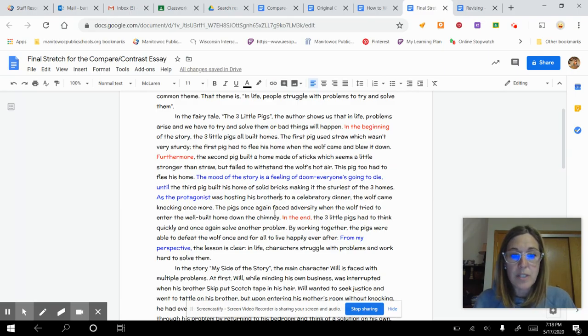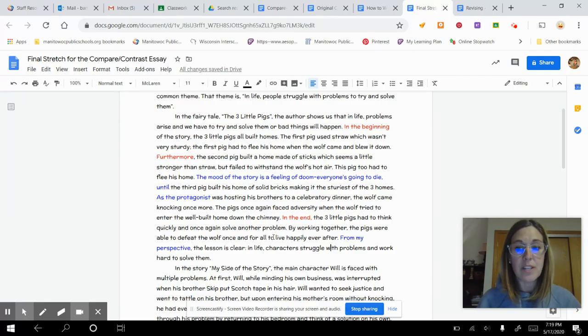The wolf came knocking once more. This is something that I chose to use to make it sound a little bit more professional. I then say in the end, and one more piece of literary language, from my perspective, the lesson is clear. In life, characters struggle with problems and work hard to solve them. So as you can see, I did some rearranging. I did chunks of words that I'm hoping make me sound a little bit more professional.